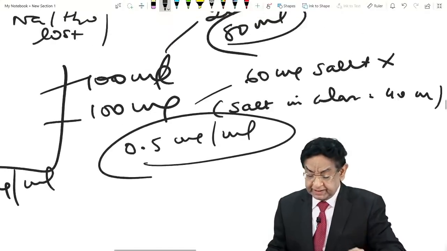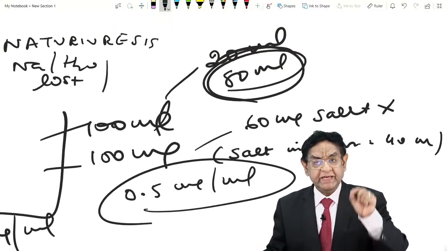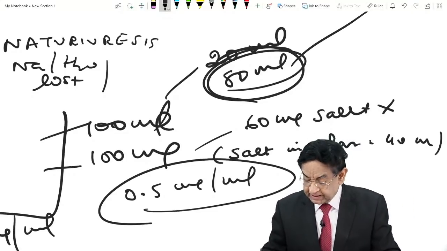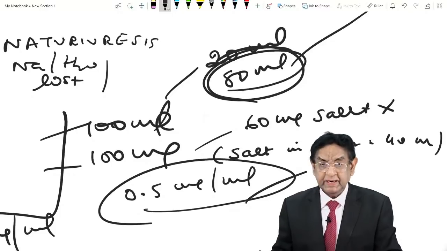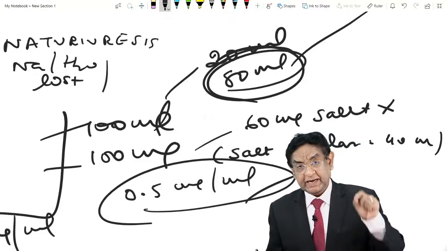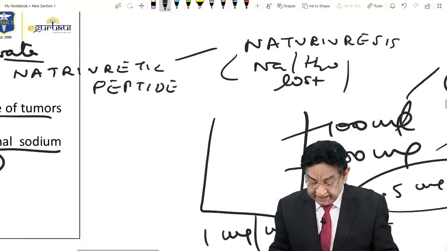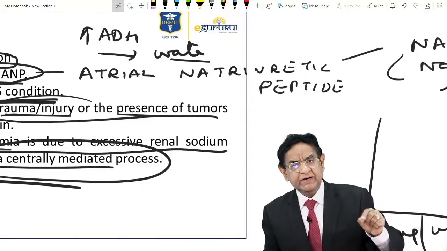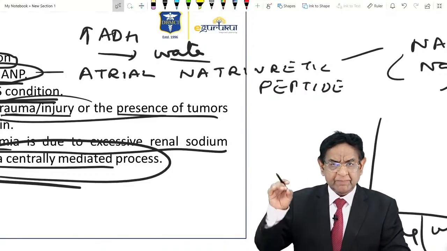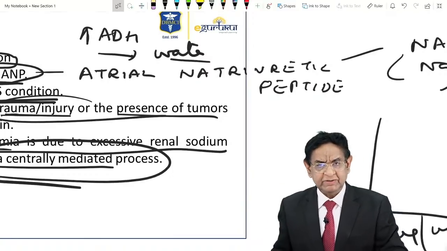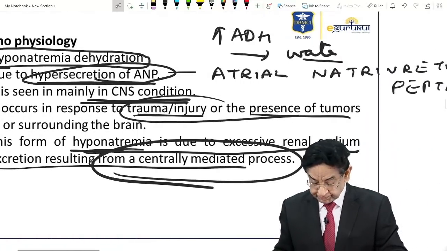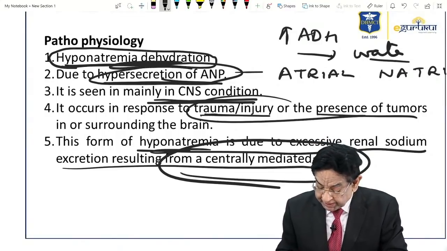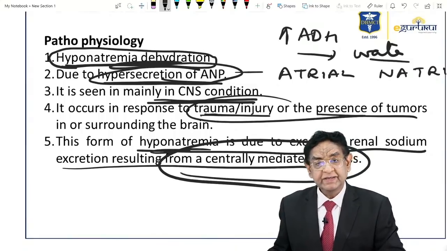But point to be noted, even water volume has gone down, from 100 to 80 ml. So there is hypovolemia and there is hyponatremia. And this is done in the body by ANP. It tends to lose more and more sodium, and it also tends to lose water, but the amount of sodium loss is more than the water loss, and that leads to hyponatremia. Okay, understood? So the summary is hyponatremia with dehydration, and due to what? ANP.